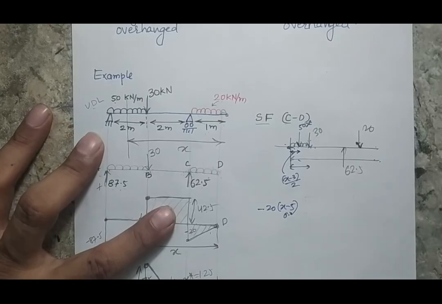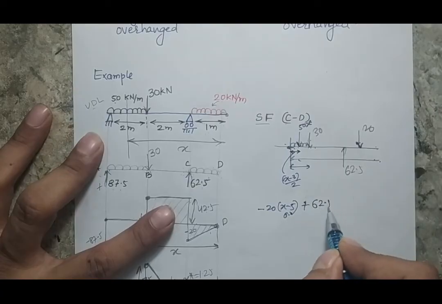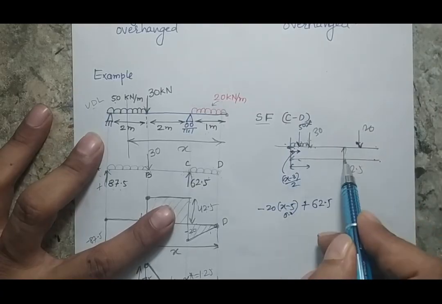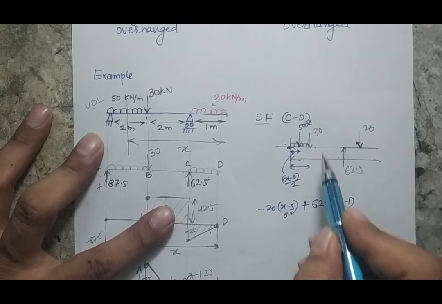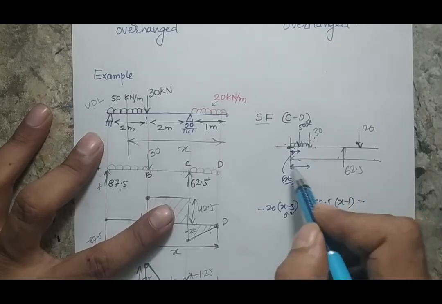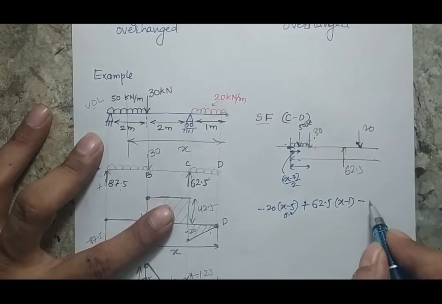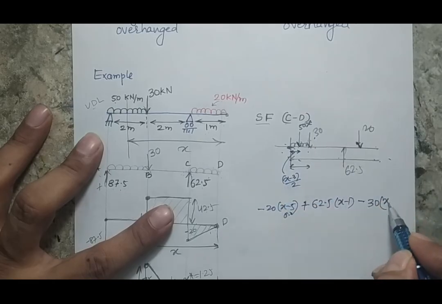Then I have a force of 62.5, which has a counterclockwise sense. So I will write plus 62.5 into this distance, which is x minus 1. So I am writing it as (x minus 1). Now the third force is 30 Newton, acting in the downward direction, so it has a clockwise sense. So I am writing this 30, and the distance is x minus 3. So it is (x minus 3).